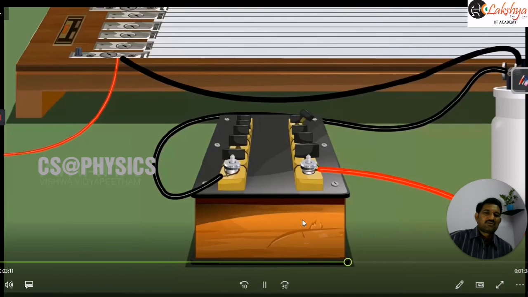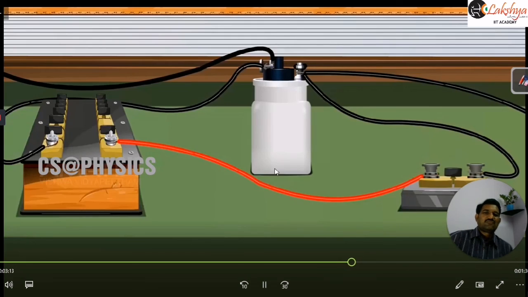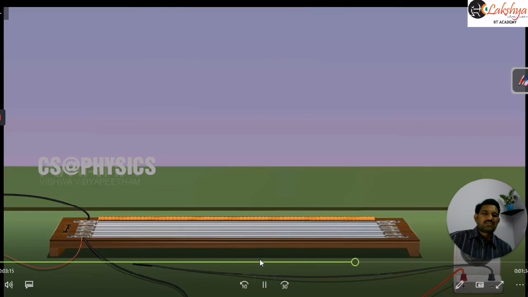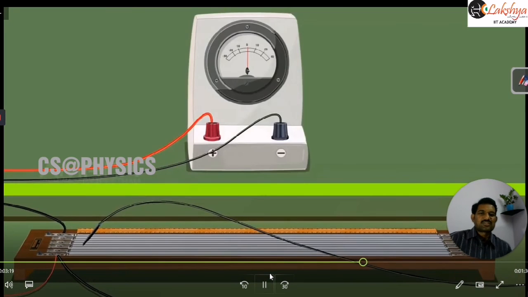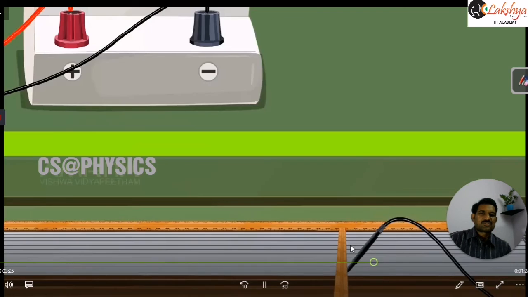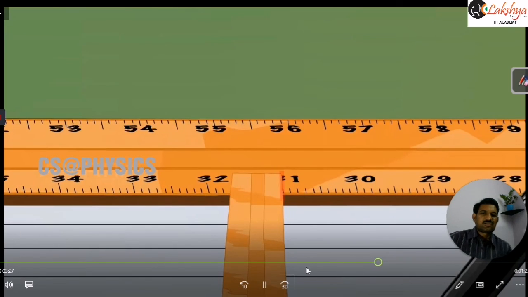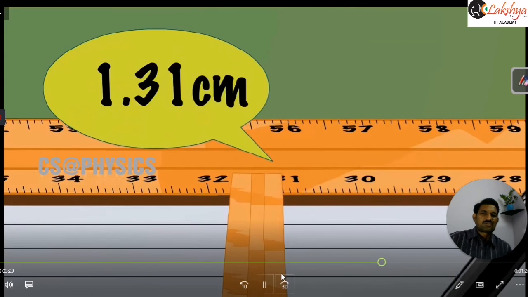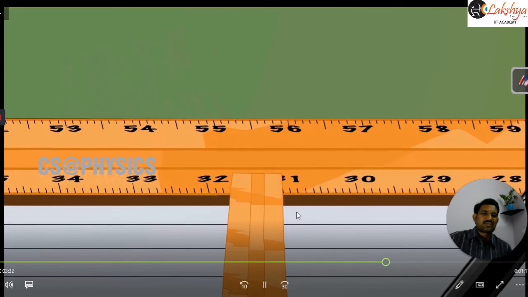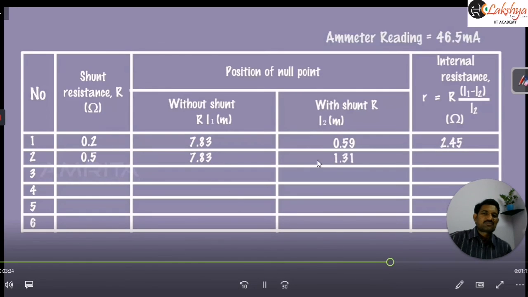That means the shunt resistance. Then we repeat the experiment, and finally we find the average internal resistance. That is the experimental procedure of finding this resistance. So again we are finding the balancing length after changing that resistance. Say for example 1.31 meters we are getting here. So this value we need to change.